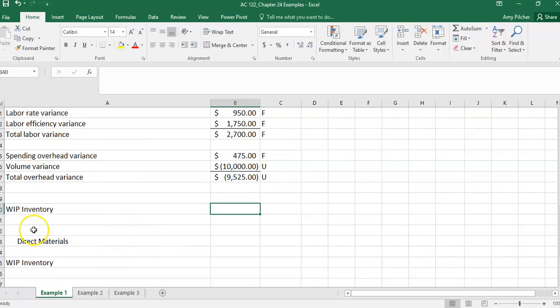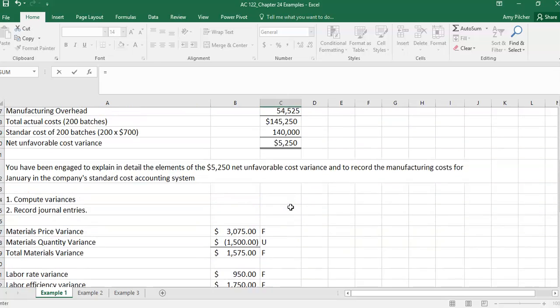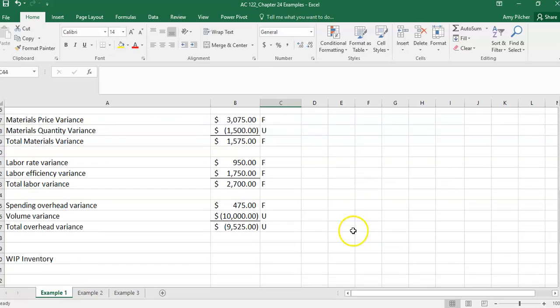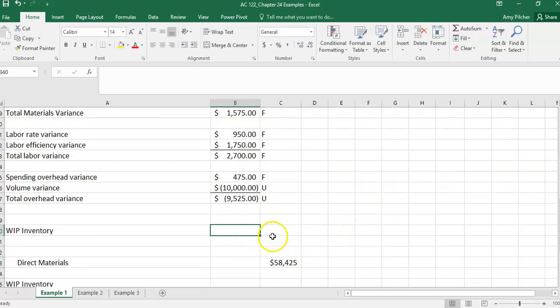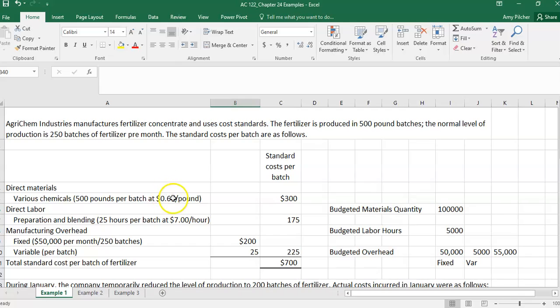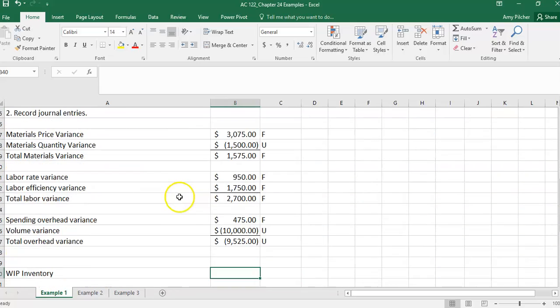Next, we would calculate our journal entries. So first we have our direct materials journal entry. So we move direct materials to work in process inventory when we're working on production. Our direct materials cost, it tells us, were $58,425. However, we record in our work in process inventory at our standard rate. Our standard rate for direct materials is 60 cents per pound at our budgeted materials quantity. So 100,000 times 60 cents.